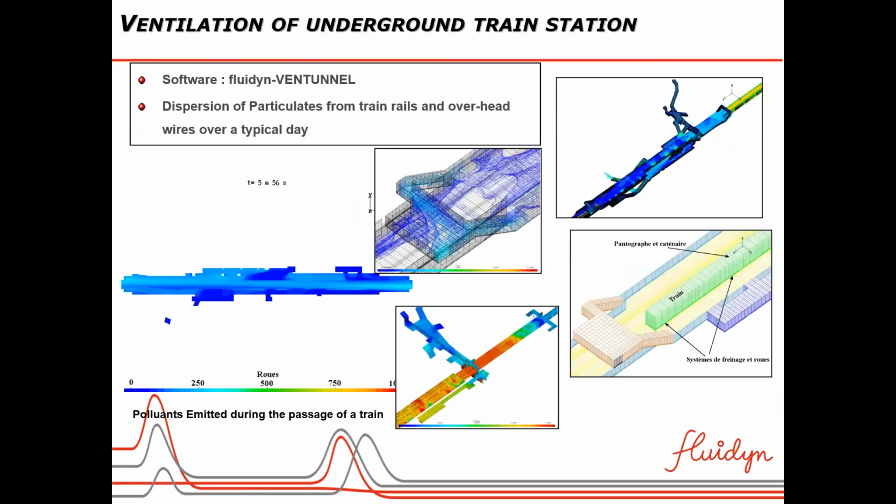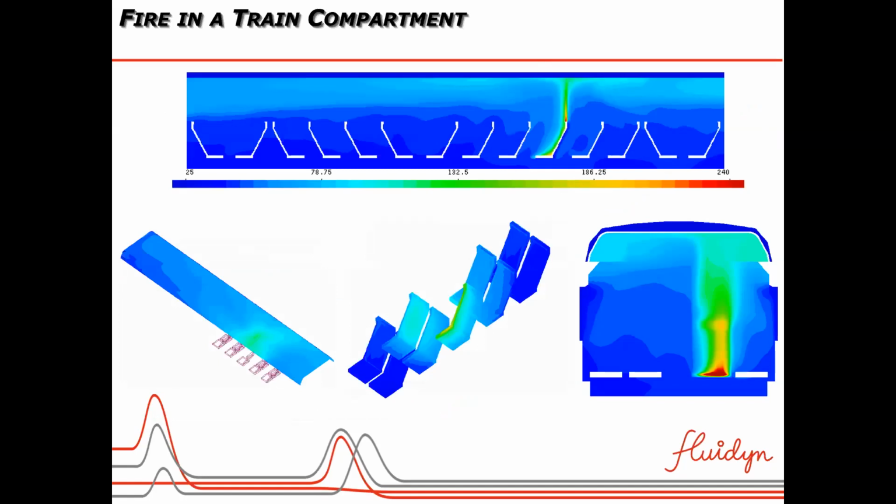This is another ventilation case which deals with underground train stations. Basically, we did this simulation with the moving mesh concept. Here we also did some pollutants, how the pollution is transported during train movement. This is another case, a fire in a train compartment. Suppose something happens at a particular location, how the smoke or temperature spreads.